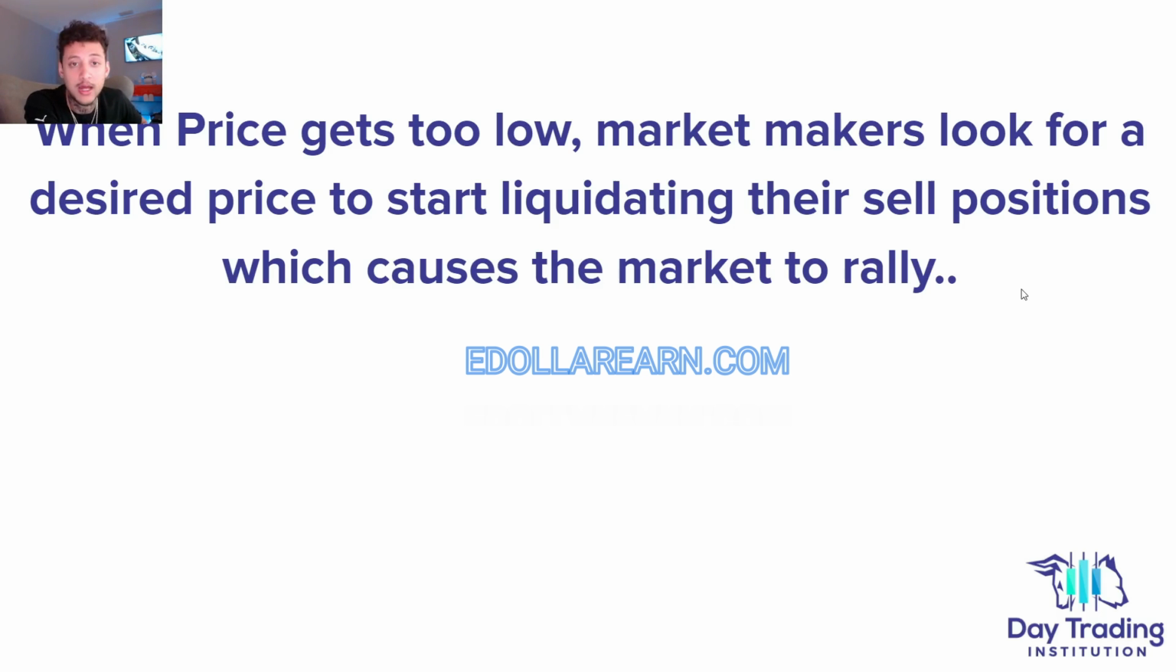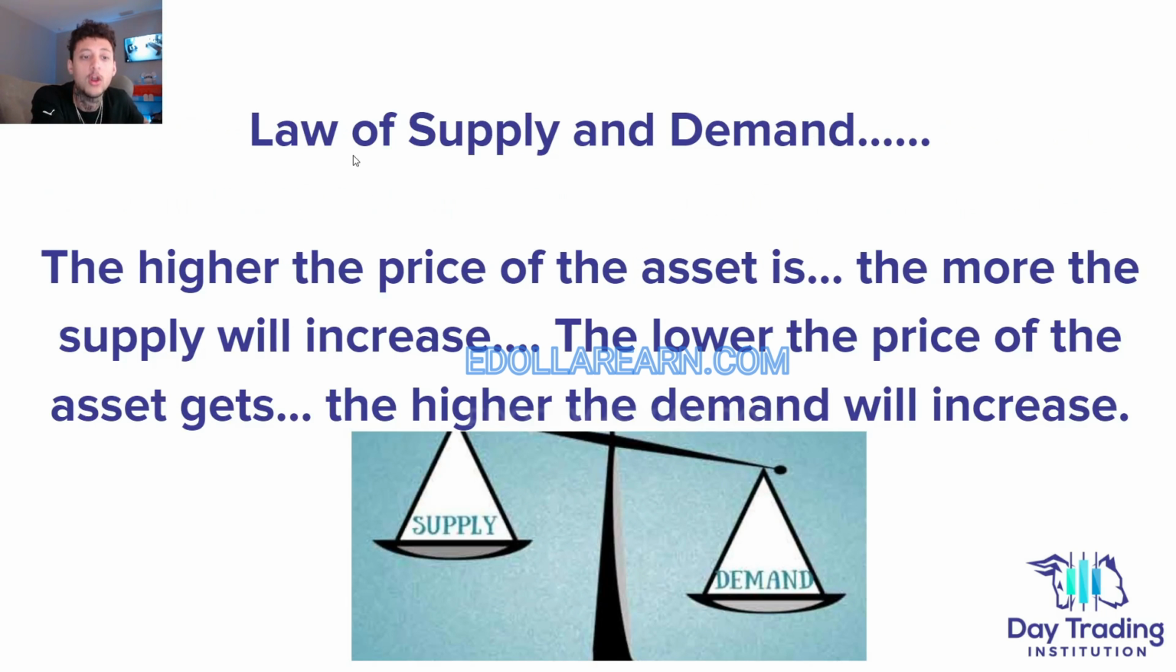It's all supply and demand. When supply drops, demand increases. When demand drops, supply increases. Now, the law of supply and demand: the higher the price of the asset is, the more the supply will increase. Vice versa, the lower the price of the asset gets, the higher the demand will increase. Literally, you could just grab this and put a weight on each side, and it's just as simple as that. Supply and demand is a very simple concept.